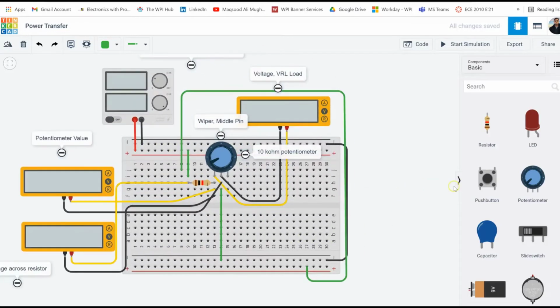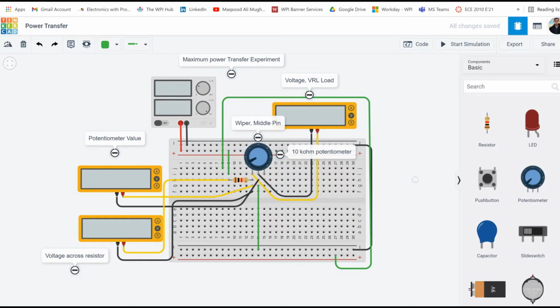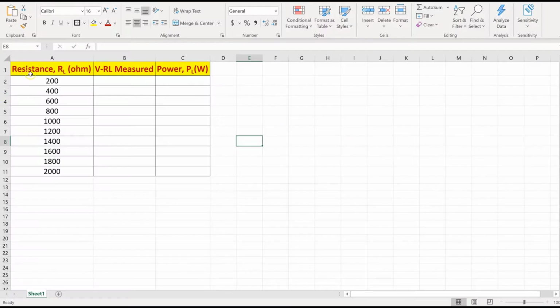What I have done, I have created an Excel sheet. I'm going to vary the resistance of the potentiometer starting from 200 with an increment of 200 ohm every time I take a new reading, and go up to 2000 ohms. We are going to measure the voltage using a multimeter and then calculate the power.